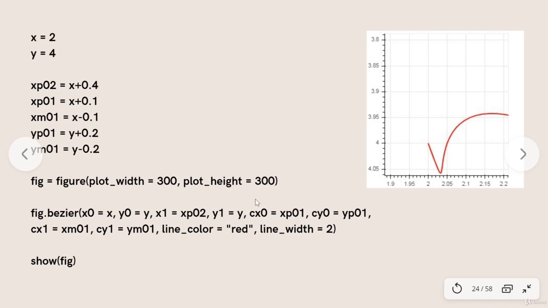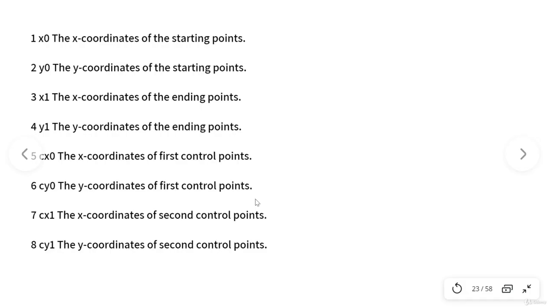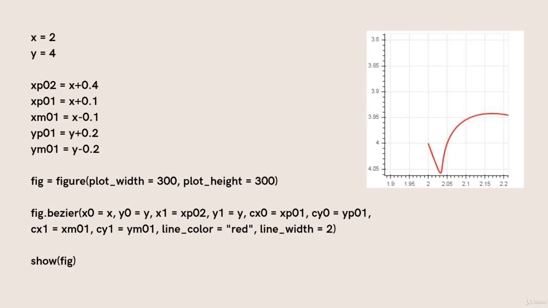Similarly, x1 and y1. So x1, y1 are also there, which were the x and y coordinate of the ending point. So those also need to be mentioned. So this I have mentioned. X1 is x plus 0.2. This is my x1. Y1 is equal to y. So that's equal to 4.